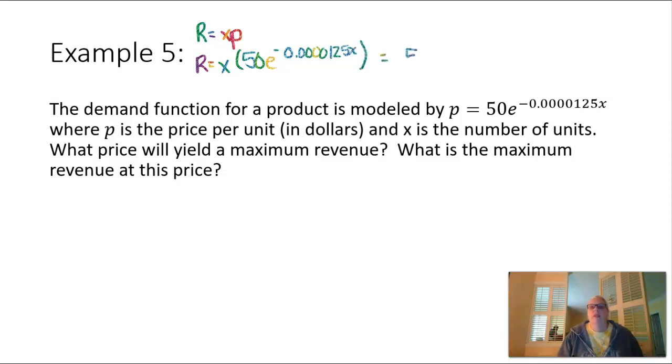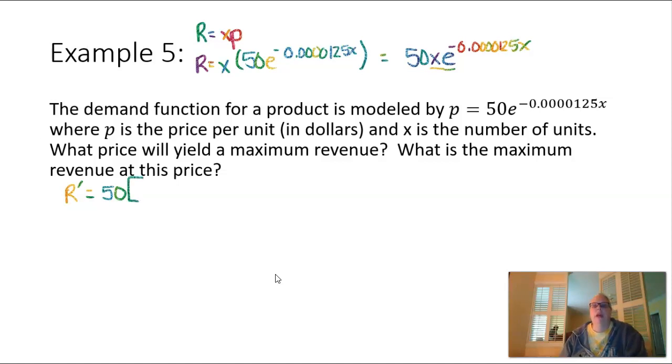Or we could write this as 50x e to the negative 0.0000125x power. Okay, if we want to find the maximum, then we're going to need to try our first derivative test on this. And so that means we're going to be looking for R prime. And what I notice here is that I actually have a product going on there. So I'm actually going to have to do the first times the derivative of the second and the second times the derivative of the first.